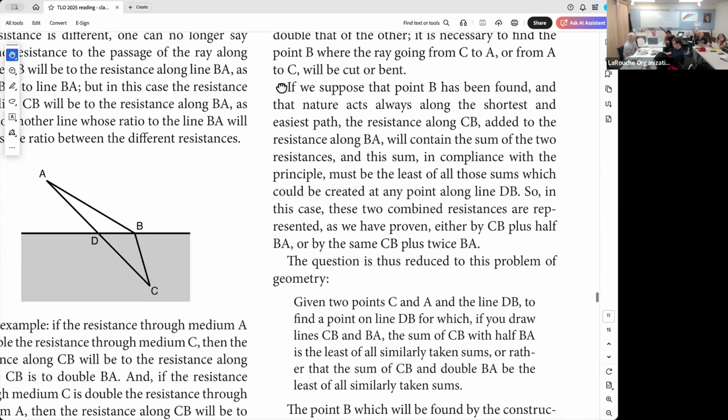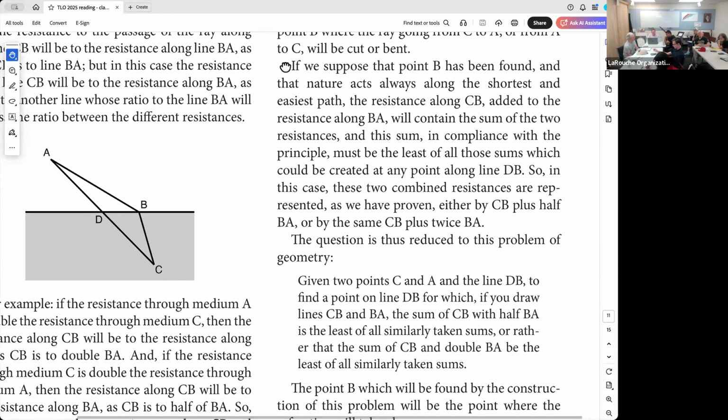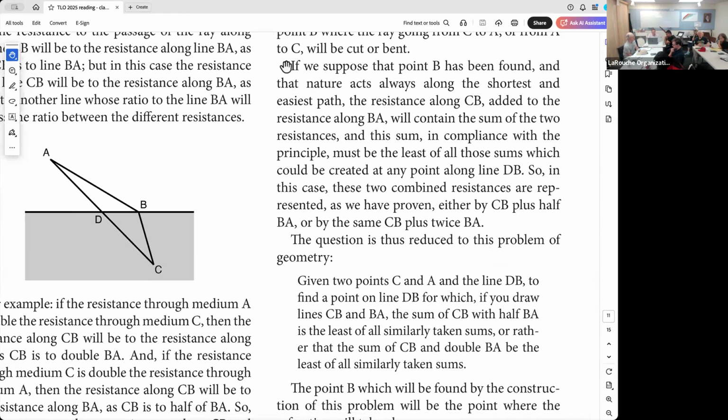Yeah, you can skip one paragraph and jump to if we suppose that point B. Okay. If we suppose that point B has been found and that nature acts always along the shortest and easiest path, the resistance along CB added to the resistance along BA will contain the sum of the two resistances. And this sum, in compliance with the principle, must be the least of all those sums which could be created at any point along line DB.